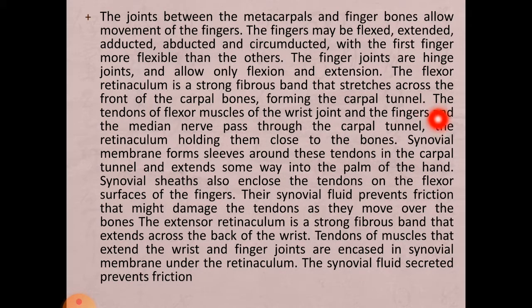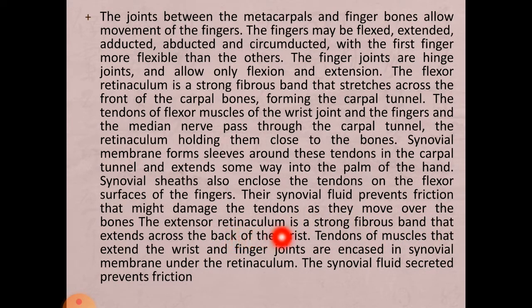So the tendons of the flexor muscles of the wrist joint and the fingers and the median nerve pass through the carpal tunnel, the retinaculum holding them close to the bones. Synovial membrane forms sleeves around these tendons in the carpal tunnel and extends some way into the palm of the hand. Synovial sheaths also enclose the tendons on the flexor surfaces of the fingers. Their synovial fluid prevents friction that might damage the tendons as they move over the bones.